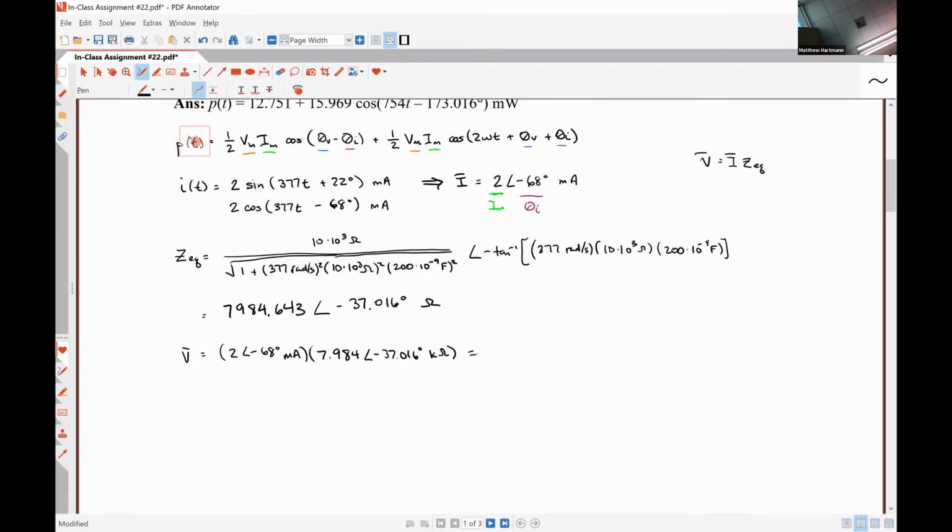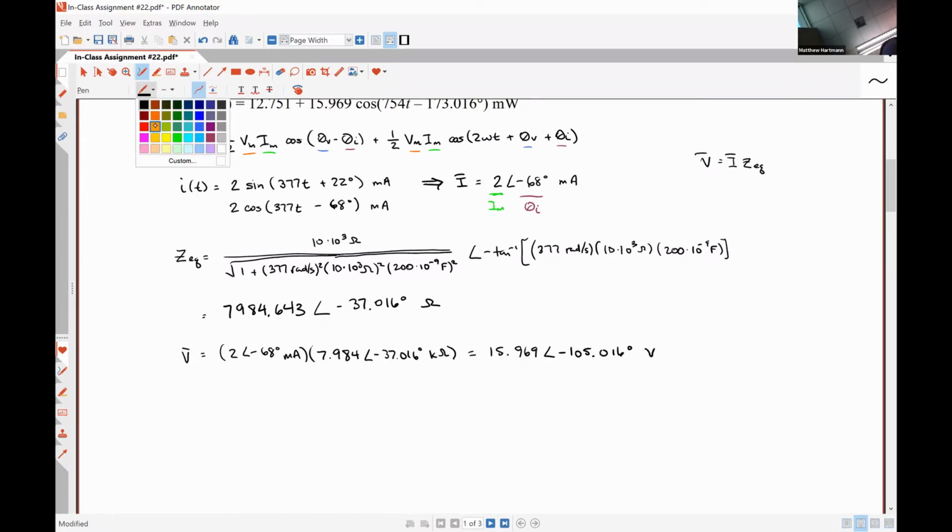So I take negative 68 times, I got 15.969 angle negative 105.016 degrees volts. Negative 68 minus negative 37. Yeah, okay, that seems reasonable enough to me.